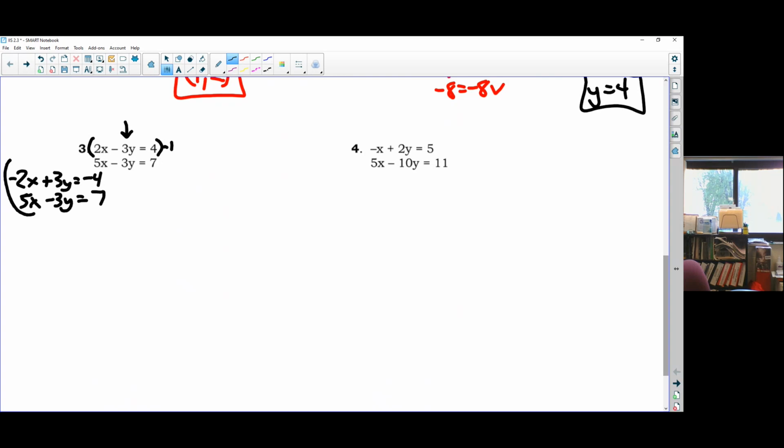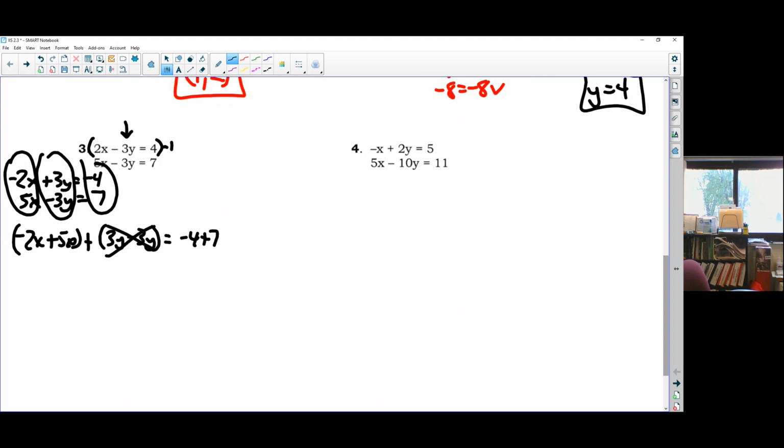So now when I go ahead and combine, I'll get rid of my y's because I have negative 2x plus 5x, plus 3y minus 3y, and negative 4 plus 7. So the y's go away. That's 0. So I get 3x equals, and negative 4 plus 7 is 3. So when I divide by 3, x equals 1.